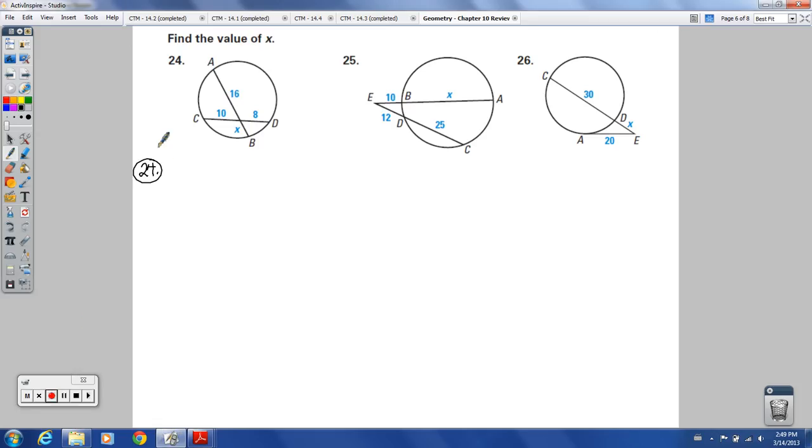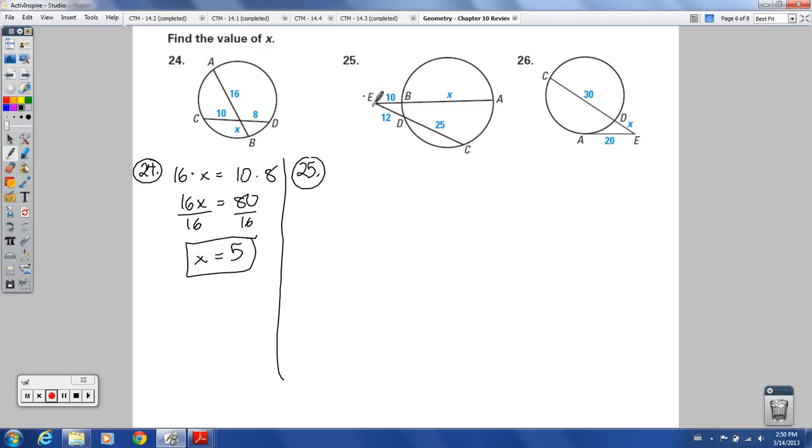For 24, there was a theorem that told us we could just multiply the pieces of the segments together and set them equal to one another, the pieces of the chords. The 16 times x would equal 10 times 8. This one would become 16x equals 80 then. If you divide by 16, you get x equals 5.